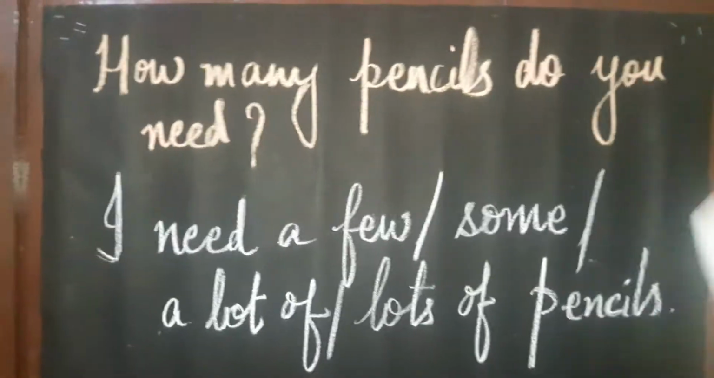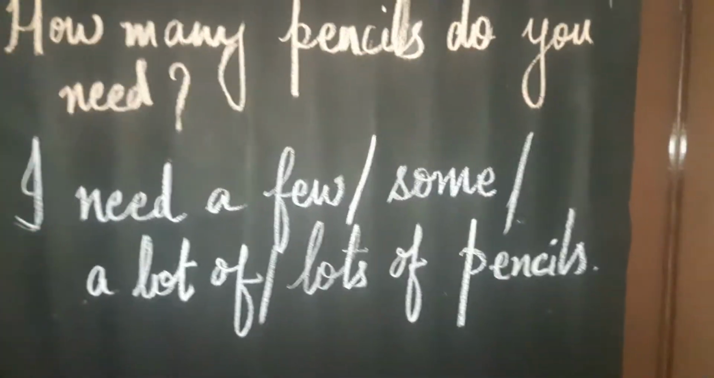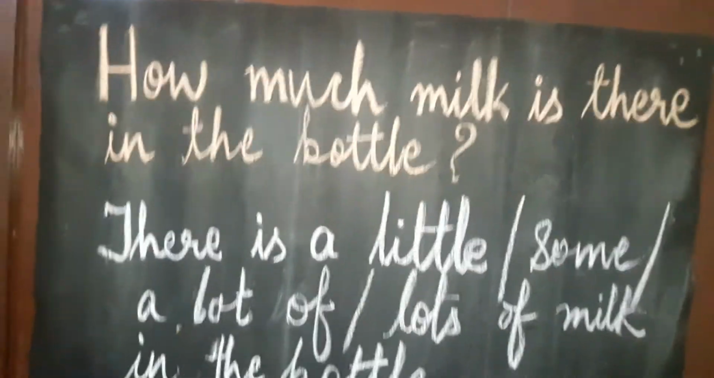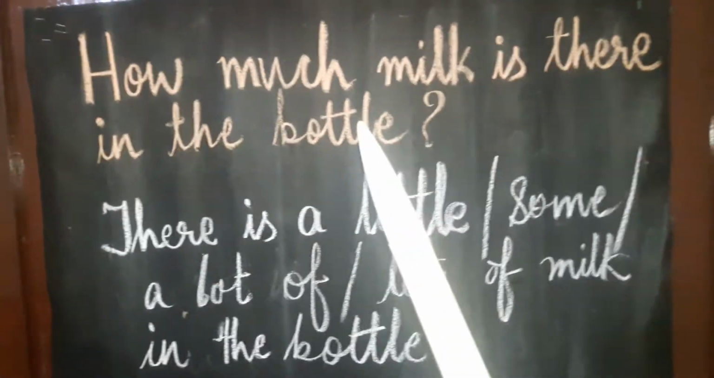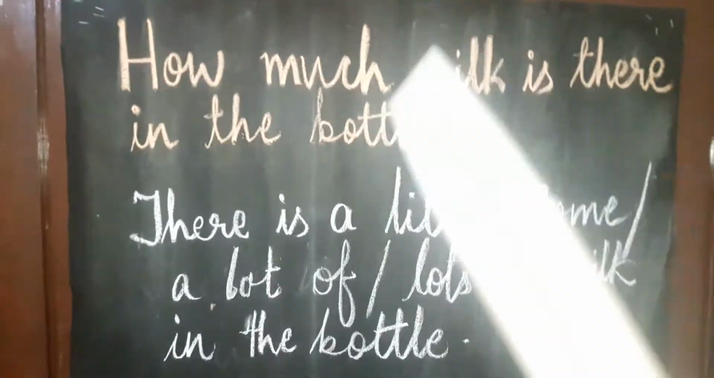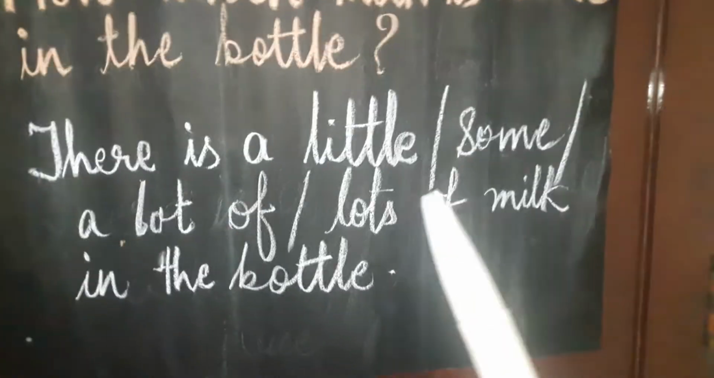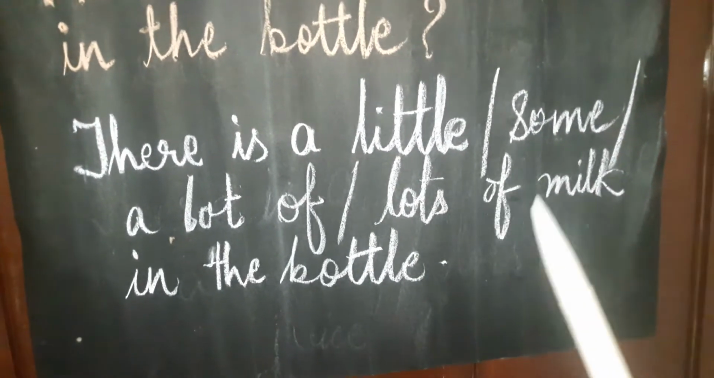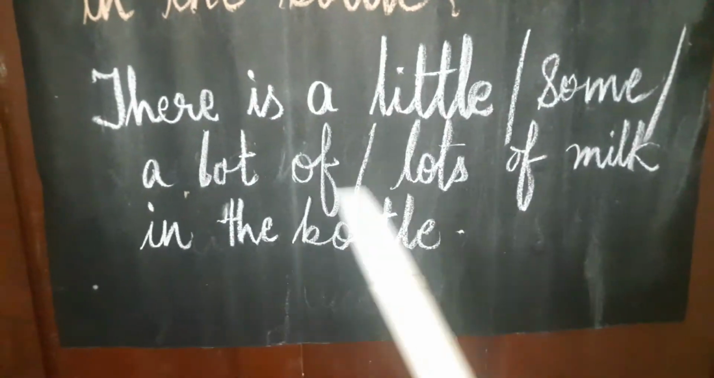So this is one of the ways in which we can write about how many pencils, like uses of how many, how you are going to use this in a sentence. Children, let's see this one. If a question asks you how much milk is there in the bottle? For this your answer can be there is a little or some or a lot of or lots of milk in the bottle. So you can choose any of these four options.